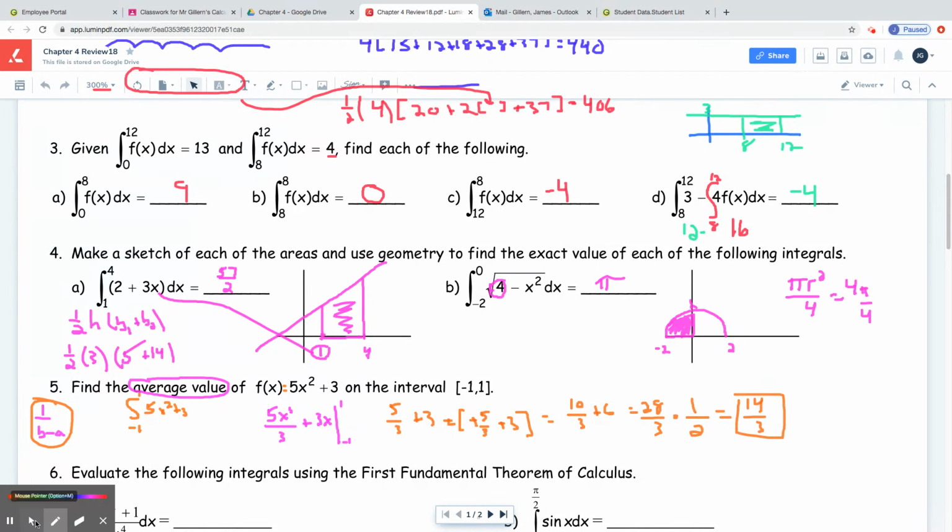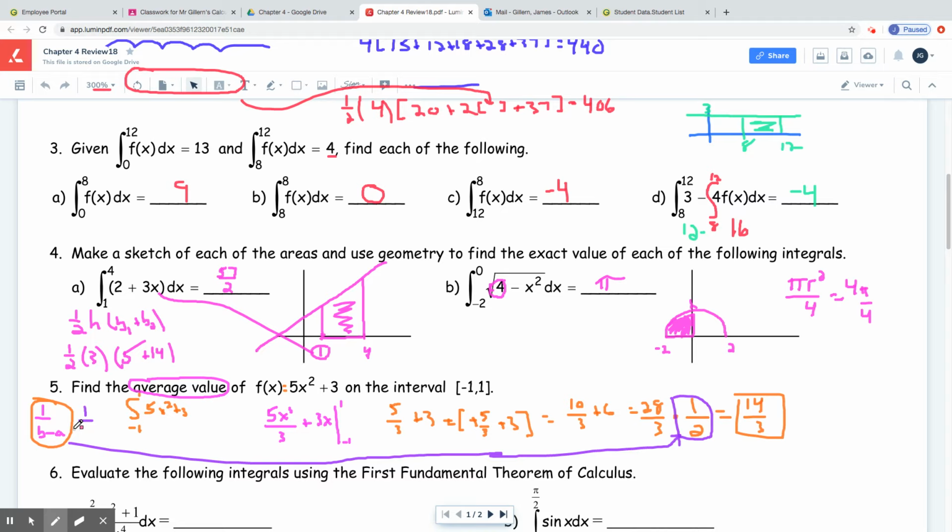So this 1/2 is this, okay? Because it's 1 over 1 minus negative 1, which is 1 over 2. All right, so you do what we normally do, then you multiply by the 1 over b minus a.